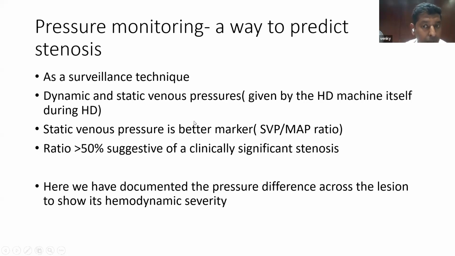Generally, it is between 0.3 to 0.4. That is, the pressure in the access is 30 to 40% of the mean arterial pressure. When it is more than 50%, it generally suggests an outflow stenosis. On the other hand, a ratio less than 0.3 generally points towards an inflow problem.